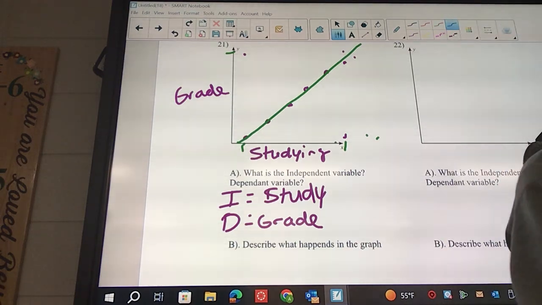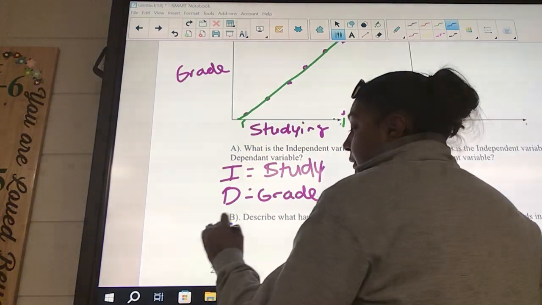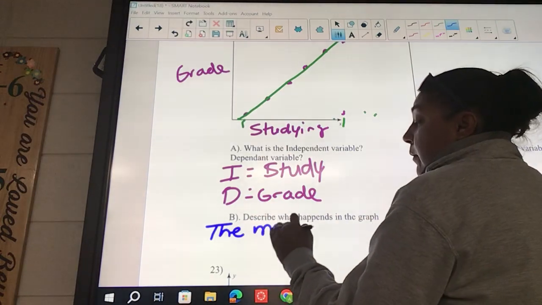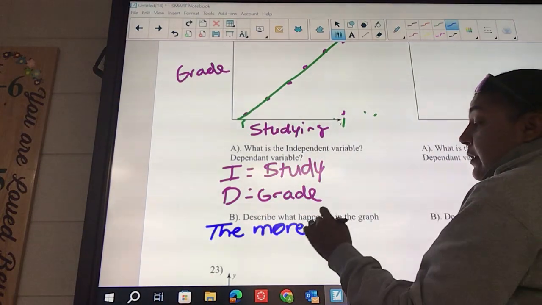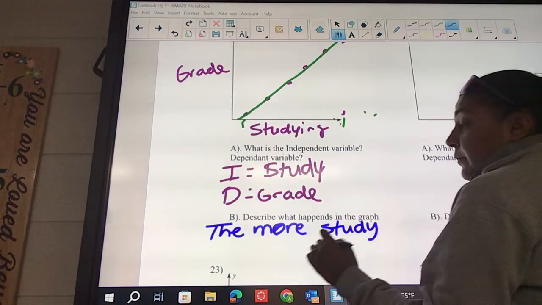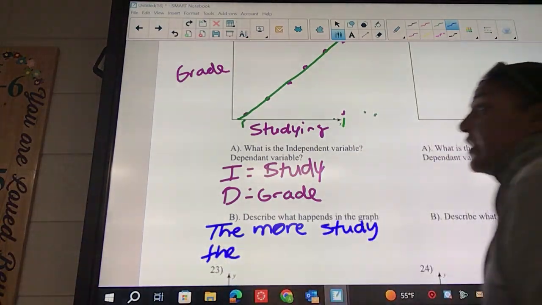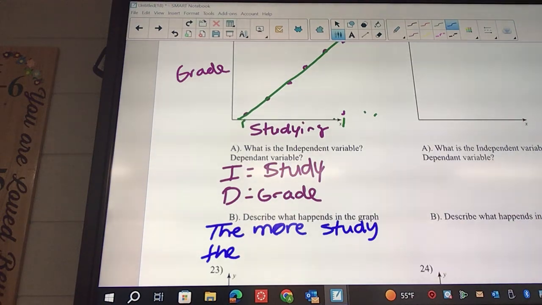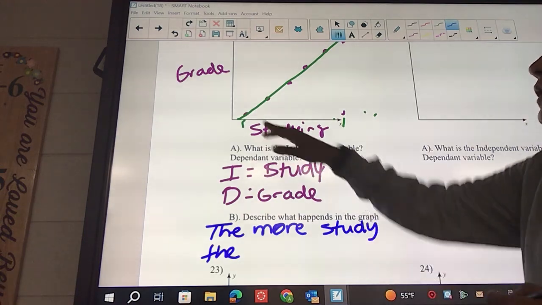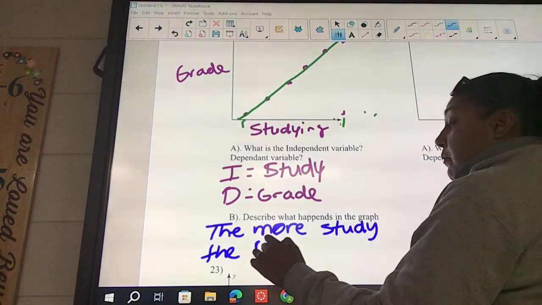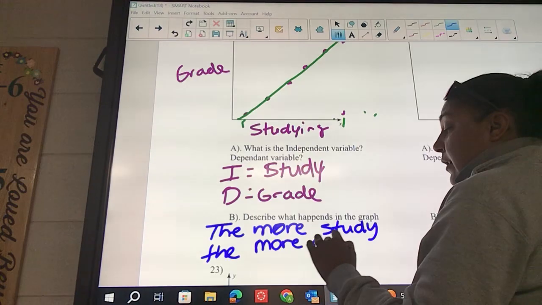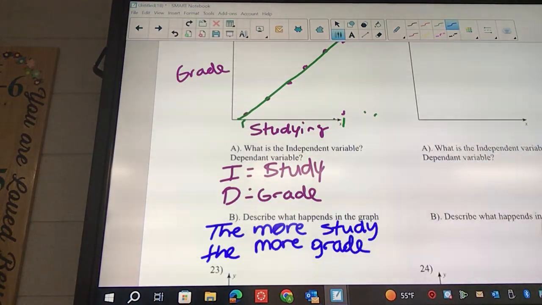So describe what's happening in the graph. The more we're doing our x-axis, the more study, are we going to say more or less for our y-axis? Less? Yep, so we're going up. So the more grade. Now, is this a good sentence? The more study, the more grade? No. But again, that's just to get you guys in the habit of it. It's simple: more or less.